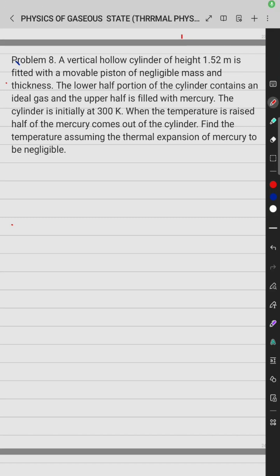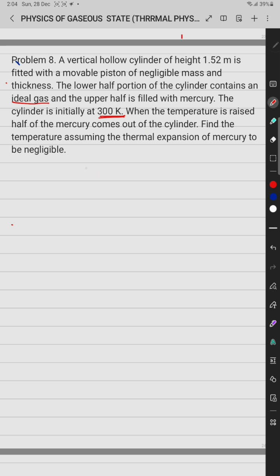This problem: a vertical hollow cylinder of total height 152 is fitted with a movable piston of negligible mass and thickness. The lower part of the cylinder contains an ideal gas, and the upper half is filled with mercury. Initially half is filled, and the cylinder is initially at the temperature of 300. When the temperature is raised, half of the mercury comes out.